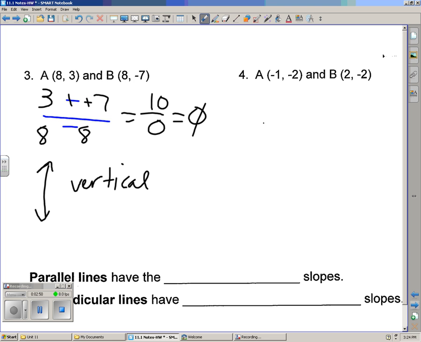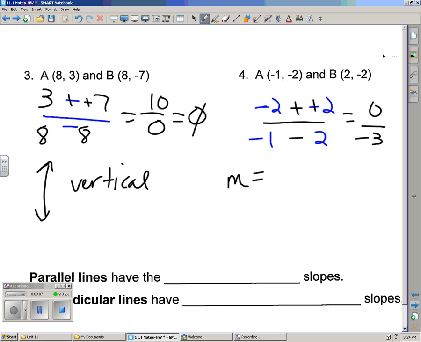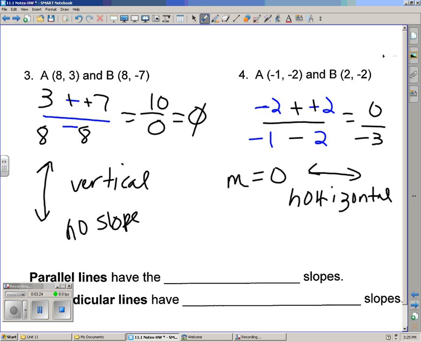When we go to this next one, fraction bar, minus, minus, oopsie, y1, y2, x1, x2. Do the math here. 0 over -3. This happens to be your slope being 0. Then your line is lazy. So we're going to look like this, and you're horizontal. And this actually has no slope.